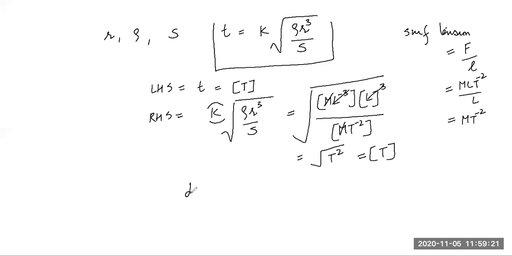I can say this is dimensionally what? Yasmin, correct or incorrect? Correct. Wow, very good, very good. It's a dimensionally correct equation. So this is how we can check the dimensional correctness of an equation.